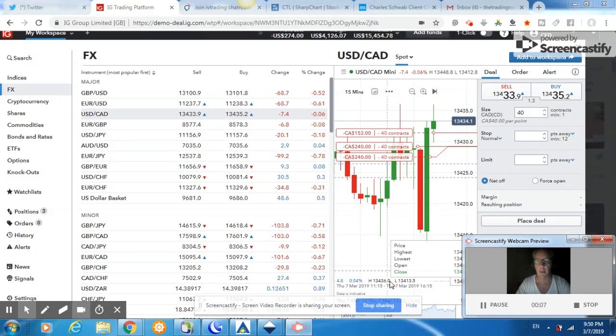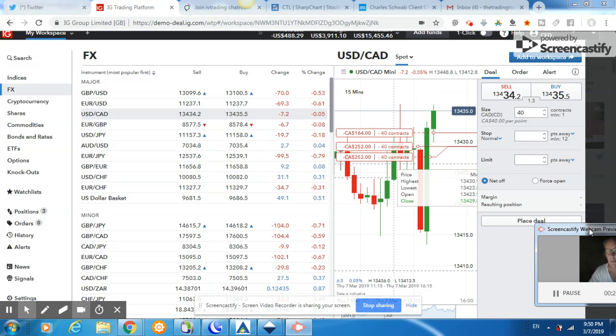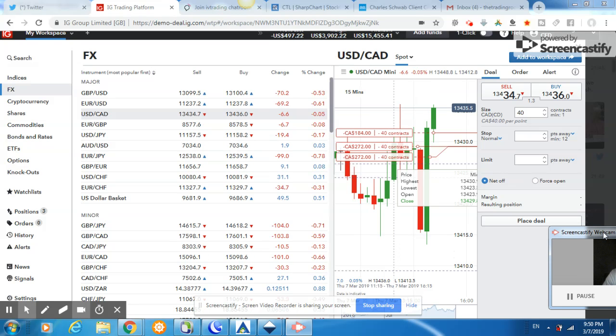Okay, so dollar CAD here, trying to scalp a few pips off this. We've got one on for 20 points and trying to get 5 out of this. Already taken 5, but hopefully we can take another 5.